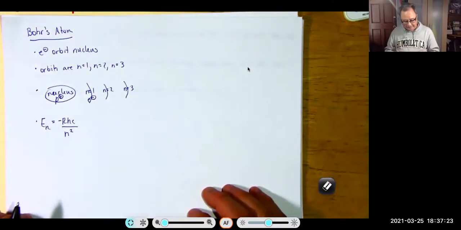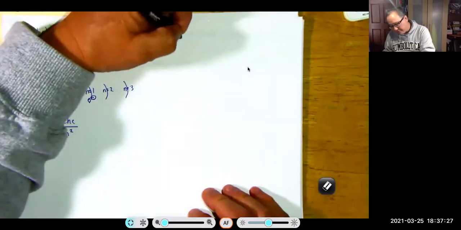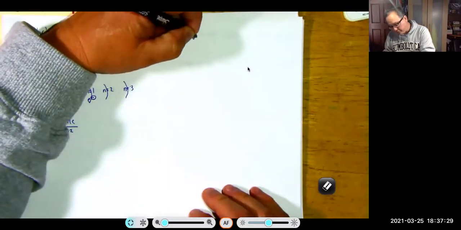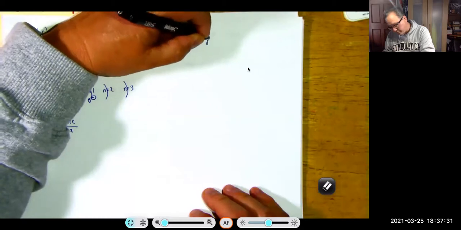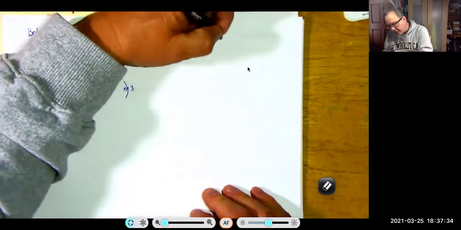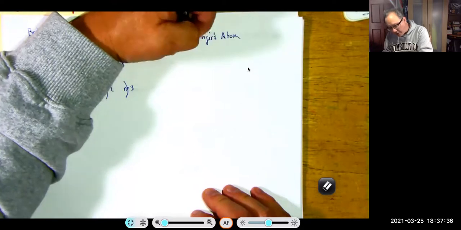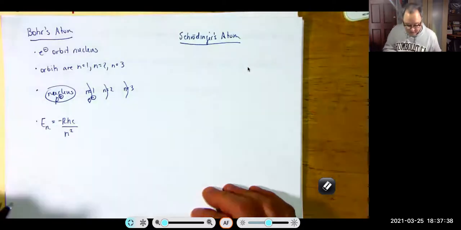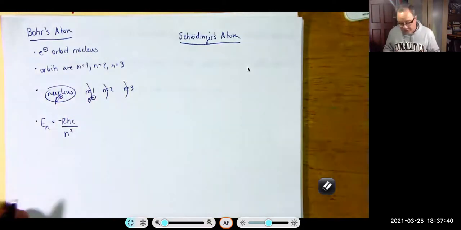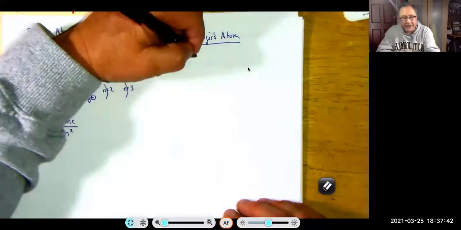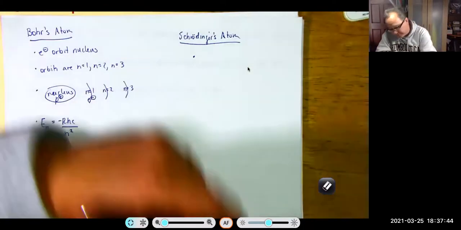And when you look at Schrodinger's atom, and when I say Schrodinger's atom, it's his model of the hydrogen atom, just like Bohr's is the model of the hydrogen atom. He says, well, you know what? The electrons are waves.